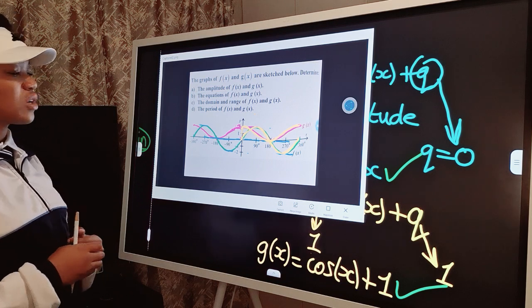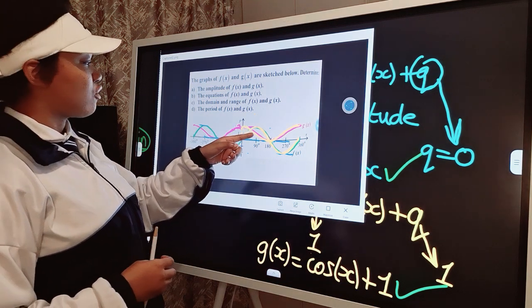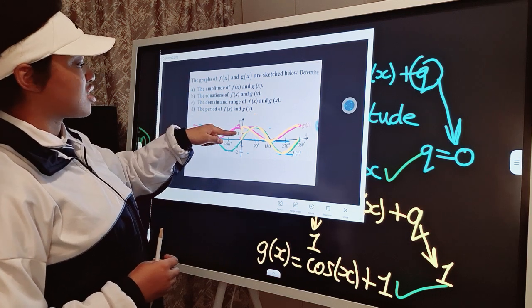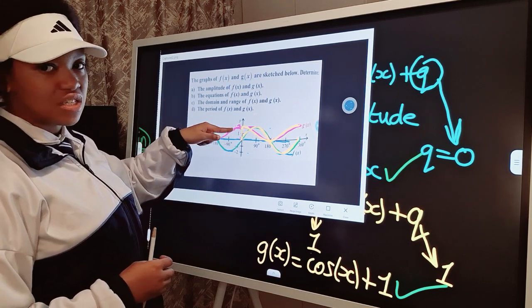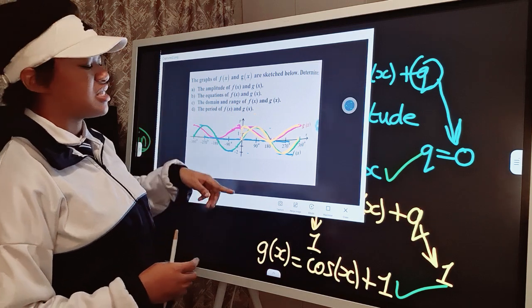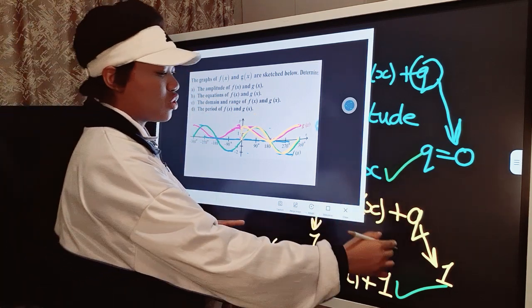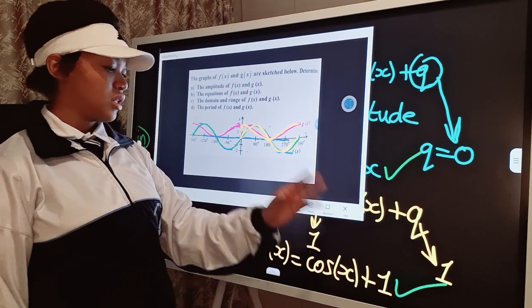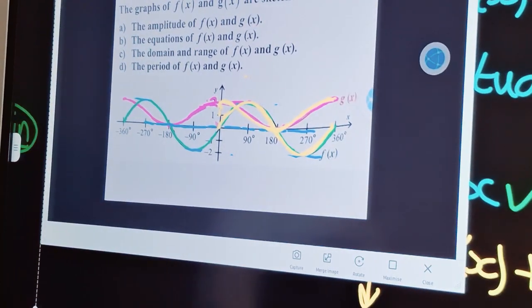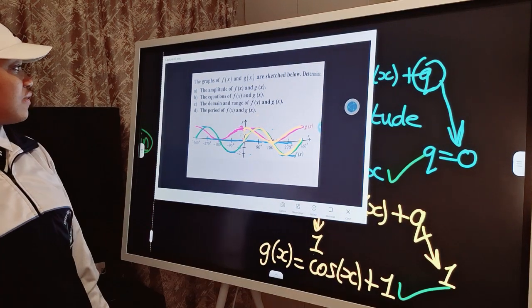So this cosine graph was translated 1 unit upwards. We know that it should start at 1 because that's the standard cosine graph. But because it started at 2, it means that they took it 1 unit upwards. So that's how we know that q is plus 1. Then we're done. Then I think we can leave it here for today, guys.